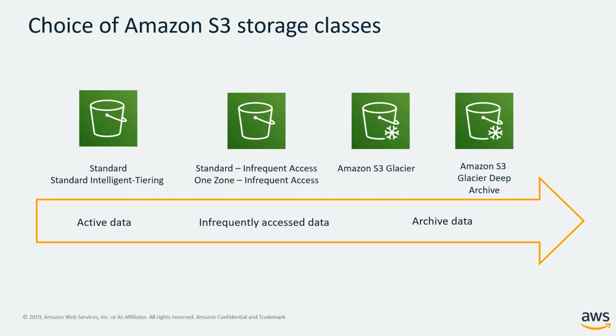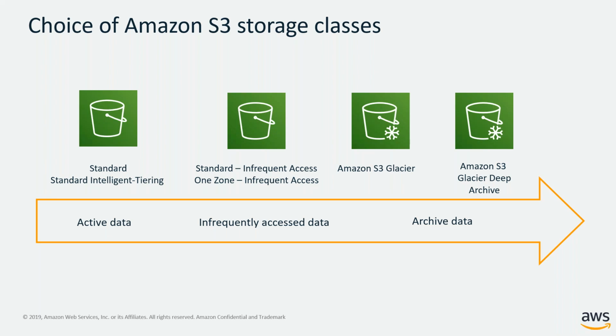As that data starts becoming less frequently accessed, we offer two infrequently accessed tiers, our Standard Infrequent Access and our One Zone Infrequent Access tiers. And finally, as that data needs to be archived or stored for long-term retention, we offer Amazon S3 Glacier and our newly released Amazon S3 Glacier Deep Archive storage class to provide compelling economics for long-term retention.